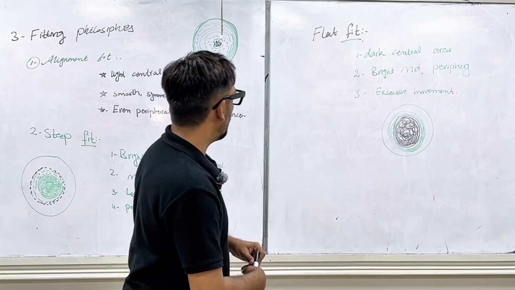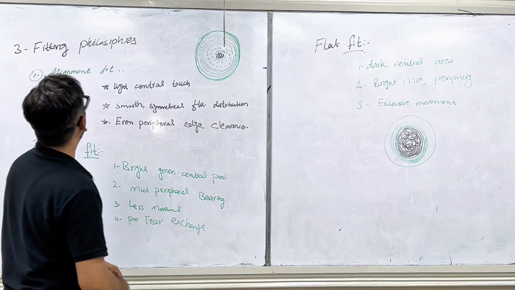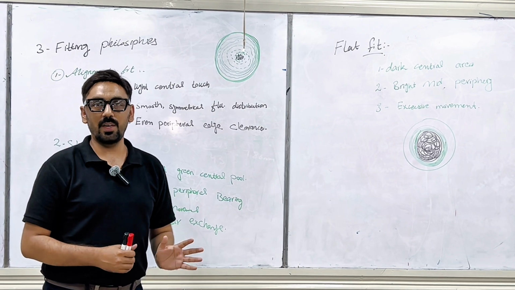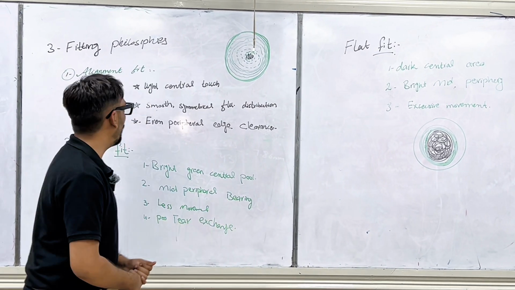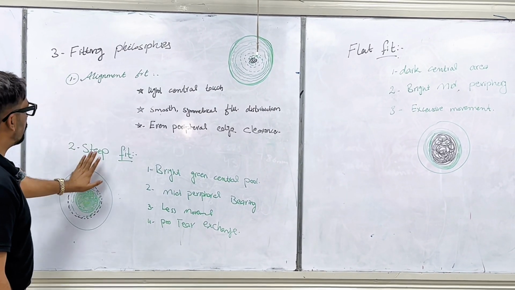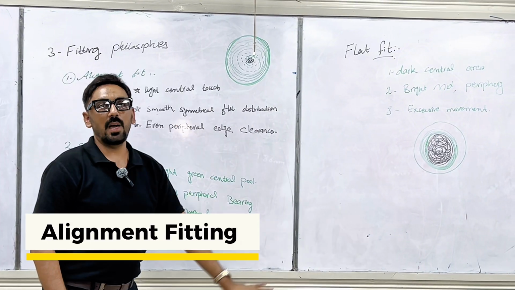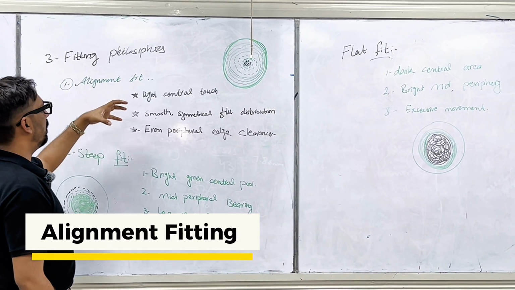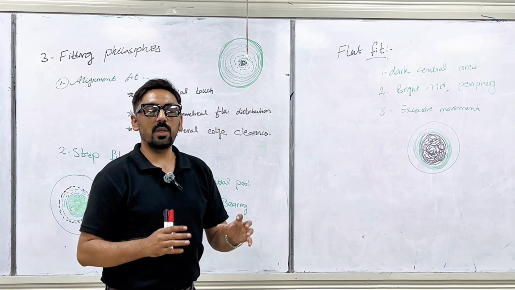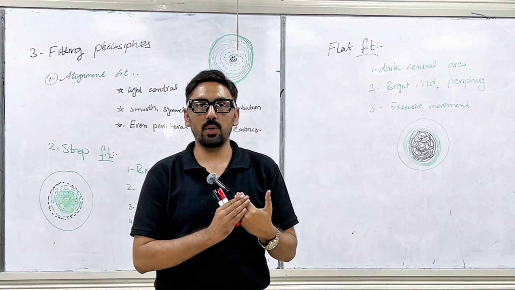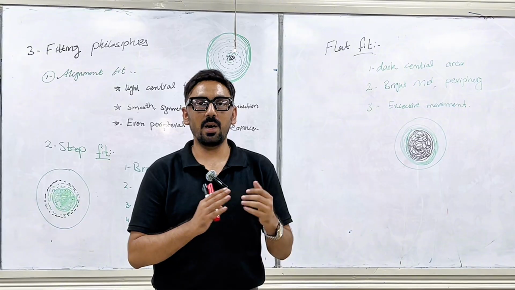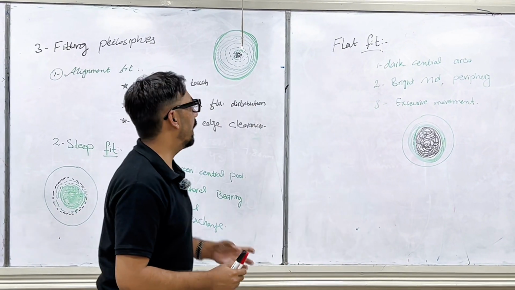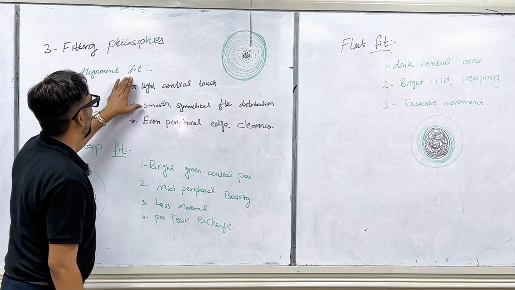So we will observe three different fitting philosophies in the fluorescein when I instill it. Number one is called the alignment fit, second is the steep fit, and the third is the flat fit, right? So what is the alignment fit? Alignment fit means that your RGP lens is totally compatible with the shape of the cornea. The RGP lens and the cornea are compatible. There is no problematic thing in the fitting of the RGP lens. This is called the alignment fit, right?